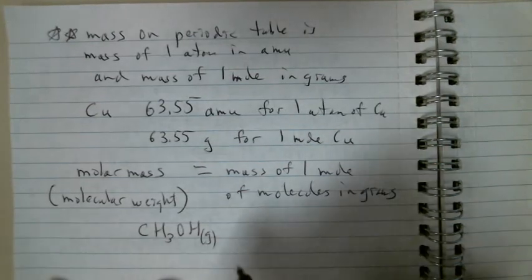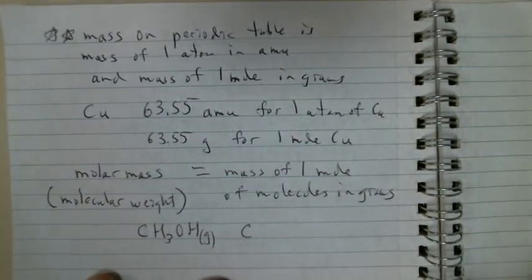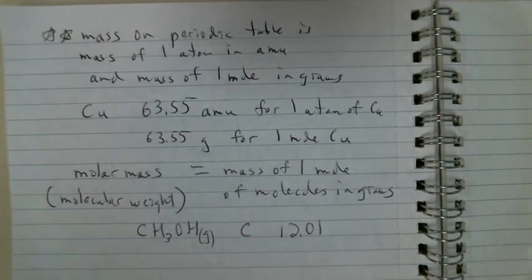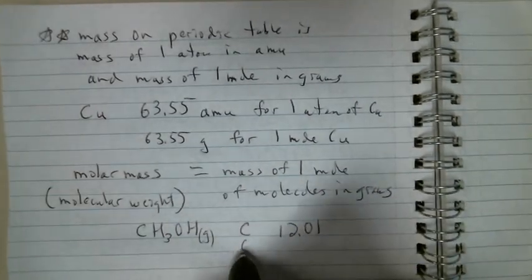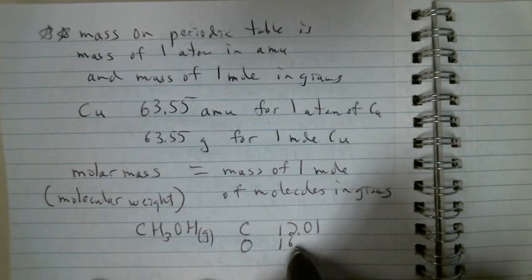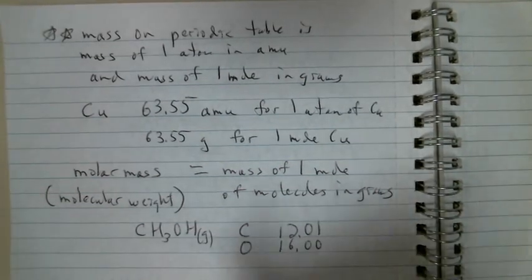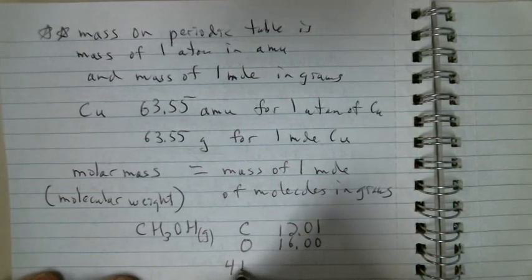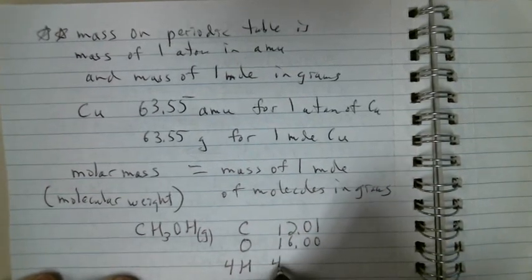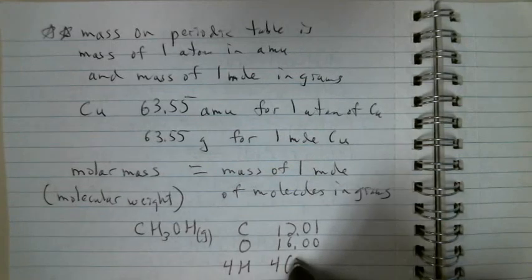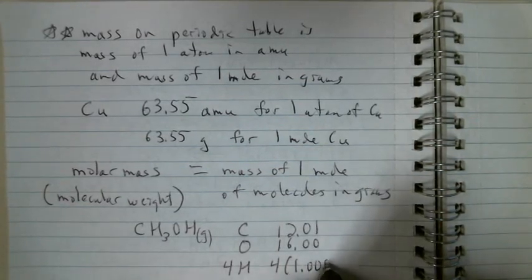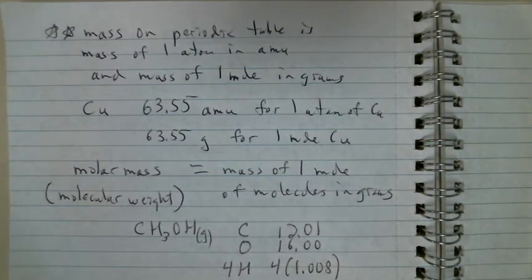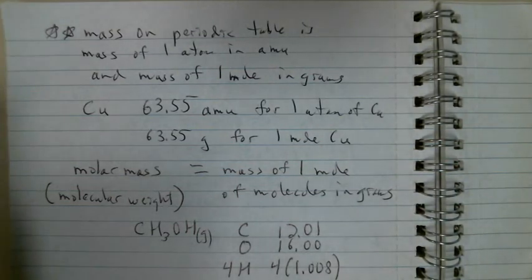up, right? So we go to carbon, we look on the periodic table, we see that it's 12.01. And then we look up oxygen, we see that it's 16.00. I don't have to look these ones up because I've done them a billion times. And then we've got 4 hydrogens. So we have to take 4 times the mass of hydrogen, which is 1.008. Add all that up, and I could just use the round numbers on this one because it's close enough.